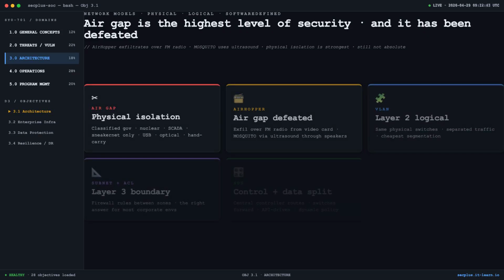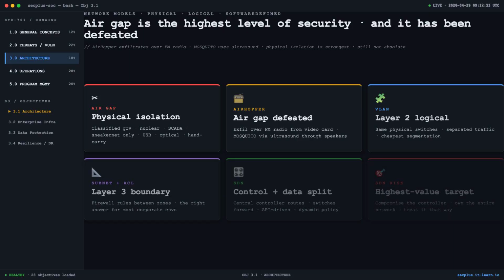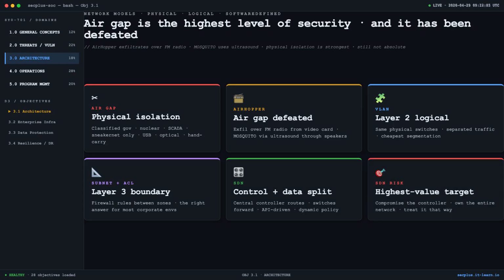Logical segmentation is the cheaper, more practical cousin. VLANs at layer 2. Subnets at layer 3 with ACLs and firewall rules between them. You share physical infrastructure but separate traffic logically. It is not as strong as physical isolation, but for the vast majority of corporate environments, it is the right answer.